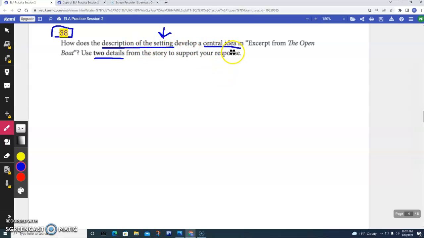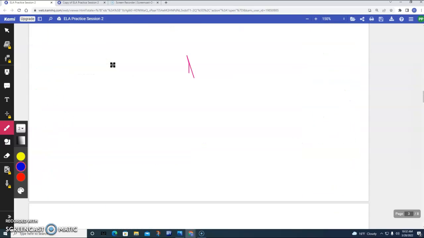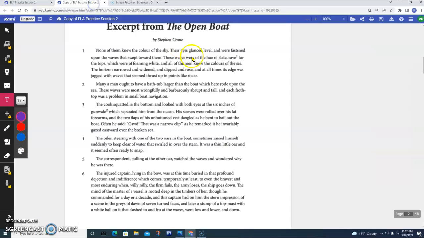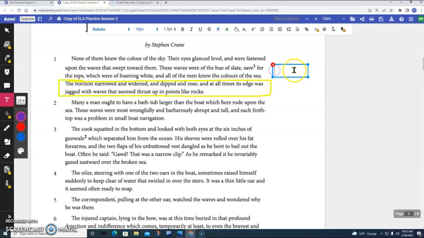So we're going to think about what the central idea of the passage is and where the setting was described, and find two details to support that. Obviously, we know the setting of the passage, and I'm going to pull up a blank version of the passage, is the ocean, and there are many places where the setting is described pretty vividly. Let me pick a couple examples of that. Here's a good one. The horizon narrowed and widened and dipped and rose, and at all times its edge was jagged with waves that seemed to thrust up in points like rocks. Here we see that the setting is the ocean during a storm.